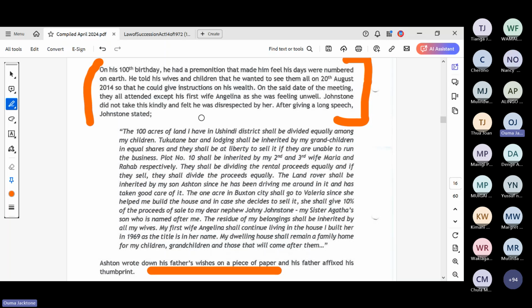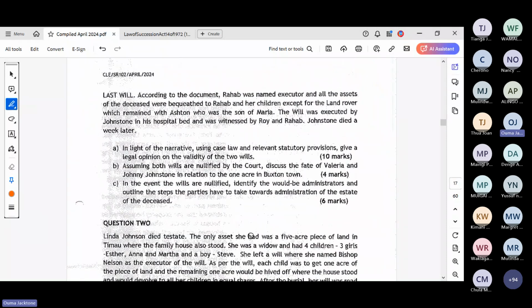The next part wants you to discuss the procedure. What is the procedure? Somebody quickly answer this question. What are the steps that the parties have to undertake to administer the estate of the deceased person? Now, in the instance where there is no will, so start. What is the first one? Quickly, guys. Quickly.